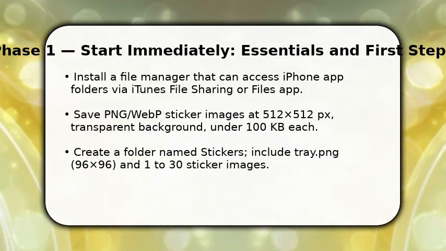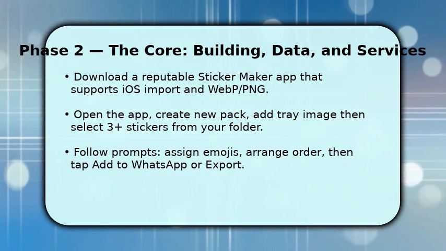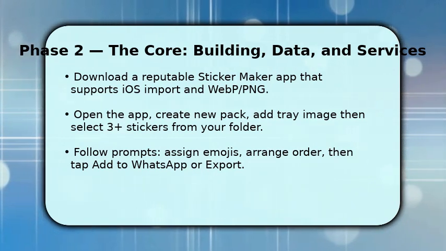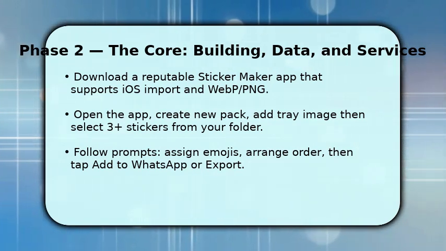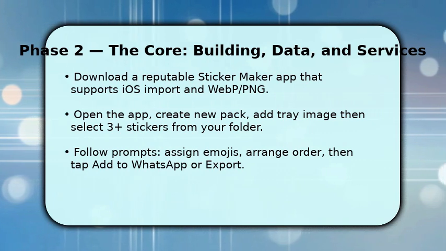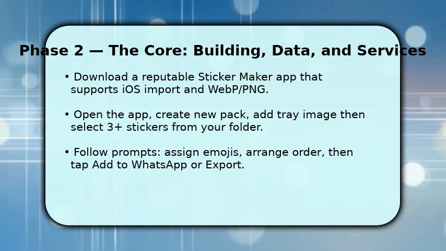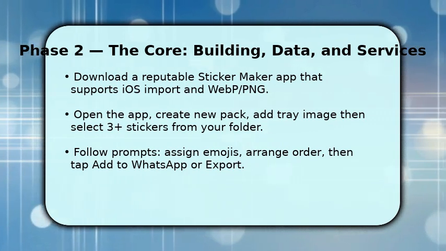Next, open a sticker maker app that can import images from files. Create a new pack and add the 96 x 96 tray image first. This explains why the tray must be precise. Then pick at least 3 stickers from your stickers folder. WhatsApp requires a minimum. Assign emojis so WhatsApp maps emotions to each sticker. This is optional but helpful.